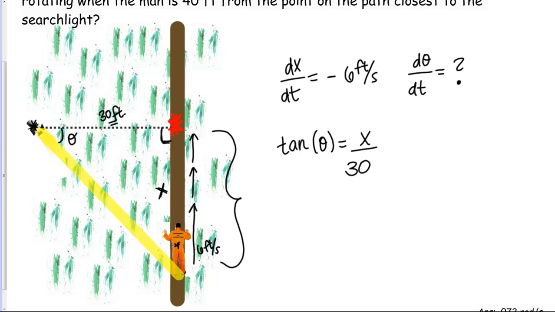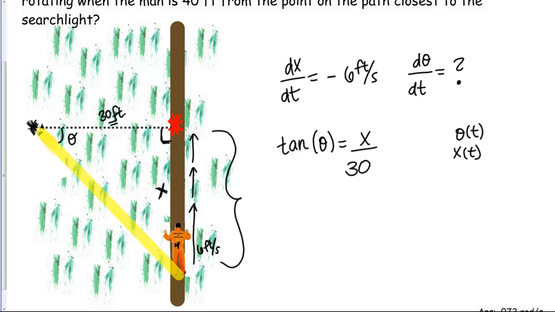Then the next thing I want to do is take the derivative of this expression. I want to be careful when I take that derivative. I need to use implicit differentiation because theta and x are both functions of time. The angle that the spotlight is at depends on the time, and also the distance the convict is along that path changes with time. So I need to remember to use the chain rule and take the derivative implicitly.